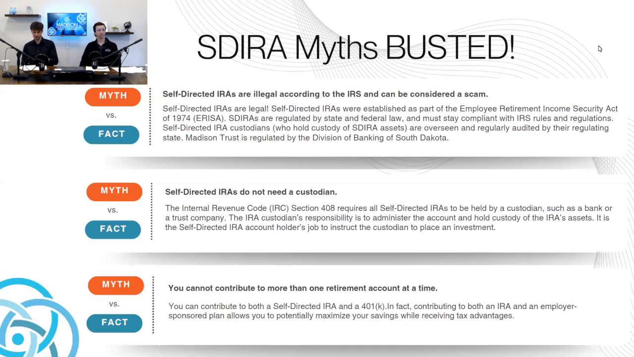Perfect. So the first myth we have here is that self-directed IRAs are illegal according to the IRS and can be considered a scam. They're legal. They've been around a long time, believe it or not. A lot of people aren't aware. Since 1974, as part of the Employee Retirement Income Security Act. Regulated by state and federal law and compliant with the IRS rules and regulations. And we're regulated by the South Dakota Division of Banking here.